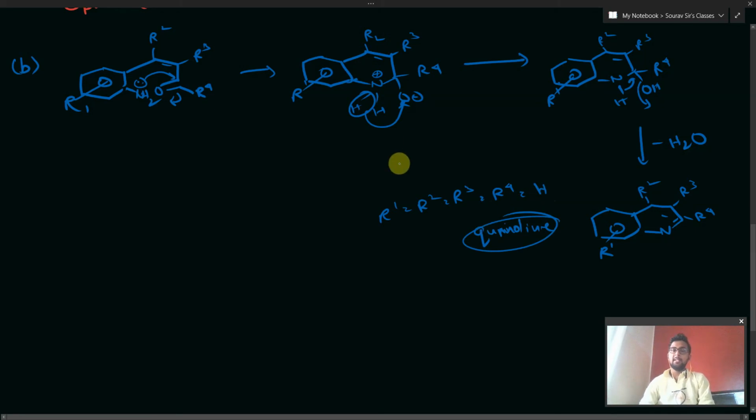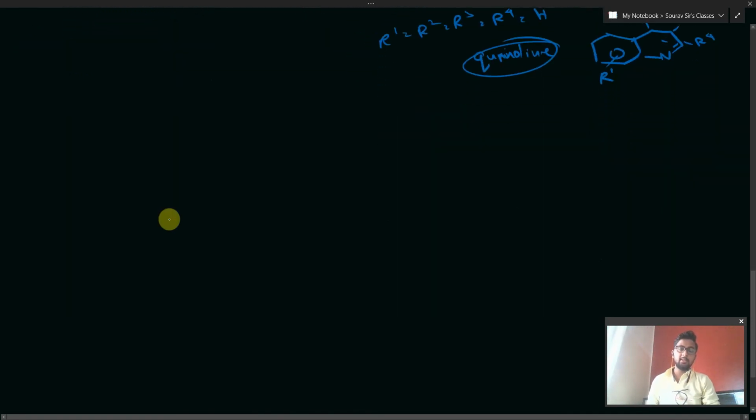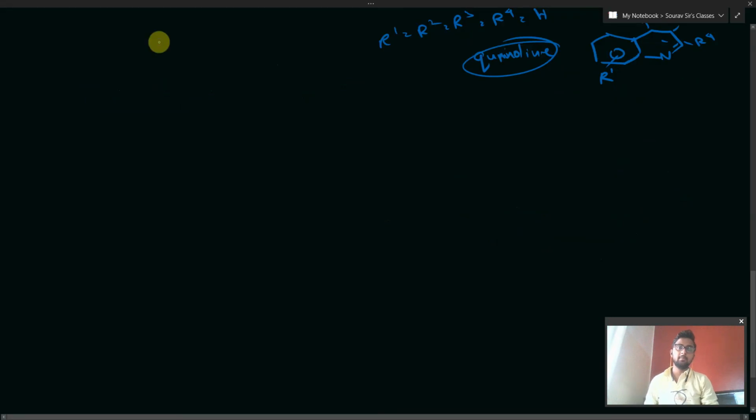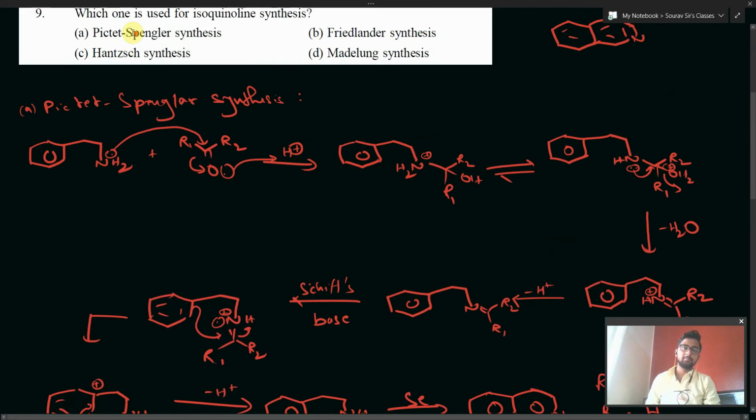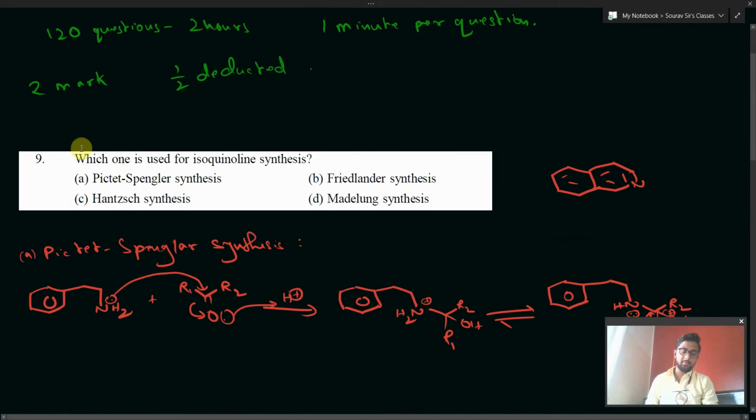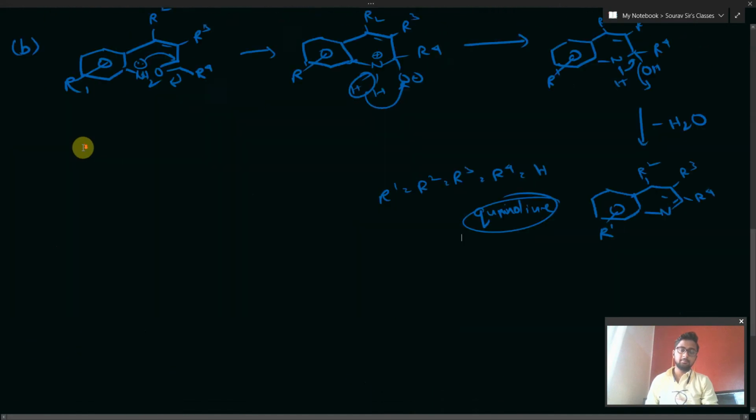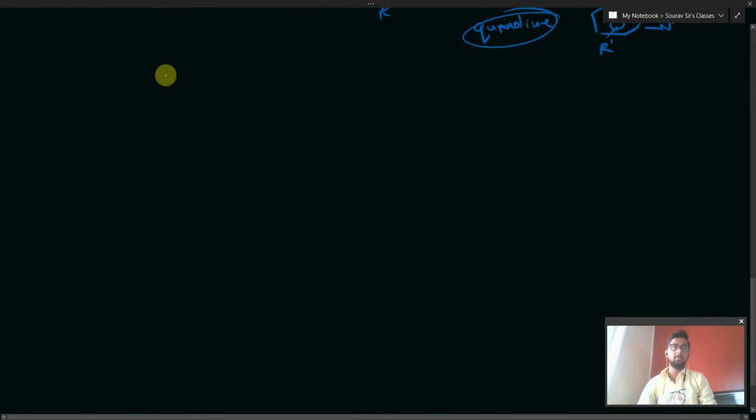So obviously, as quinoline is formed, and the question requires isoquinoline to be formed, therefore this option is not the answer. Okay, so moving on to the next option, which is option C, Hantzsch synthesis.